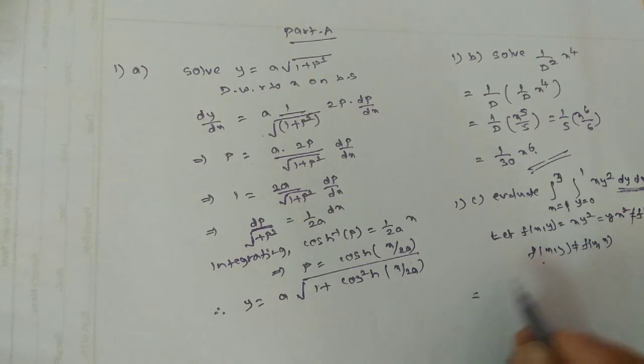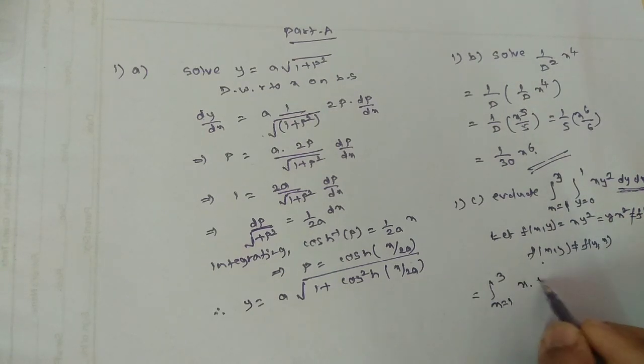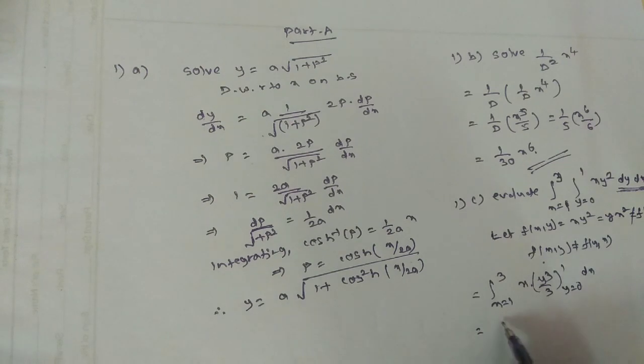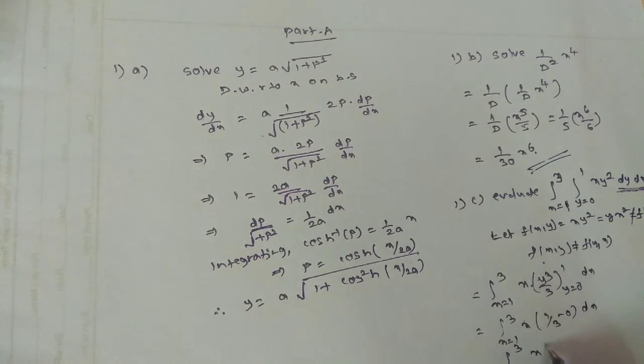So as per that, directly keep the first integral as it is. You are integrating with respect to y first. So x as it is, y cube by 3. You substitute only the y limits 0 to 1, and we still have dx. So x equal to 1 to 3, x as it is, upper limit 1 by 3 minus lower limit 0, dx. So finally, x equal to 1 to 3, x into 1 by 3, dx.